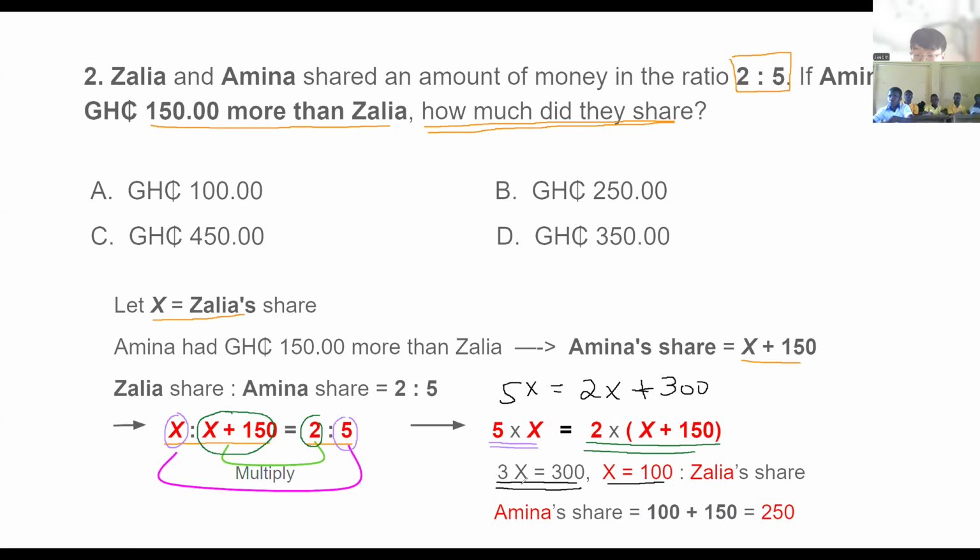If we divide by 3, x is equal to 300 divided by 3, which is 100. And 100 is equal to x, which is Zalia's share. What is Amina's share? Amina's share, remember, is 100 plus 150. Amina had 150 more than Zalia. So she had 250 Ghana cedis. That's Amina's share.